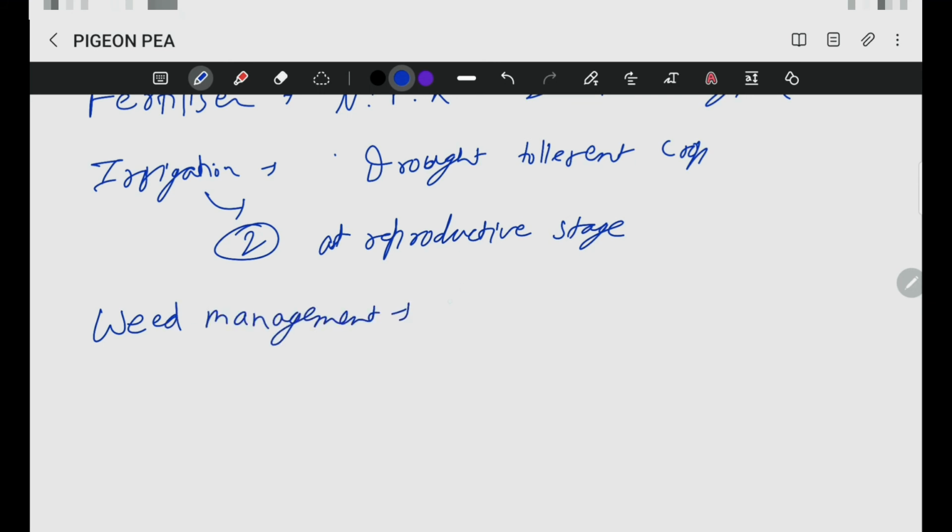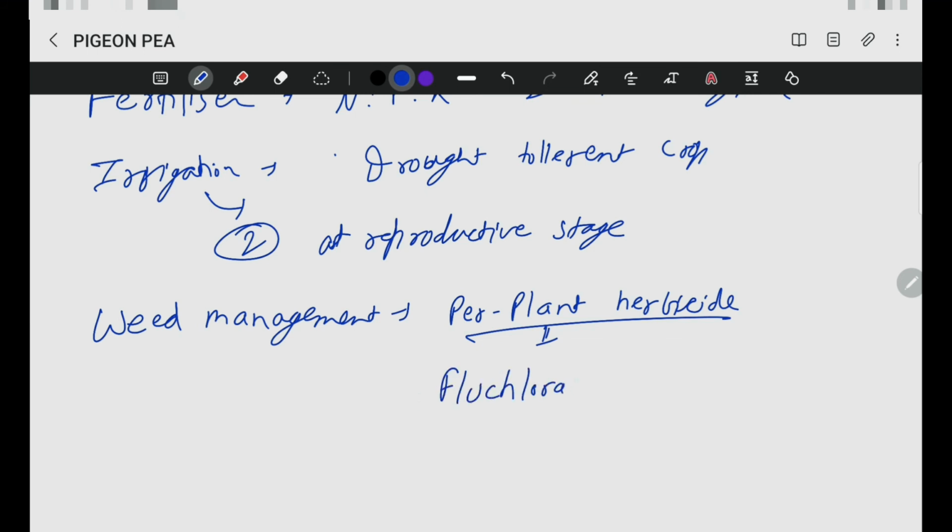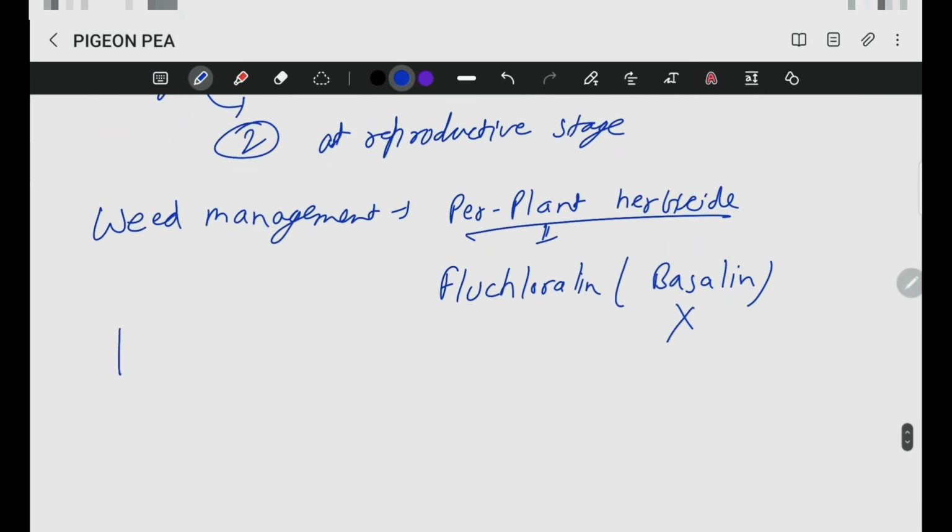Weed management. Mostly a pre-plant herbicide is used, and the most commonly used pre-plant herbicide is fluchloralin. Its trade name is Basalin. Okay. This is not much important, but you must remember fluchloralin. Now we will talk about harvesting.